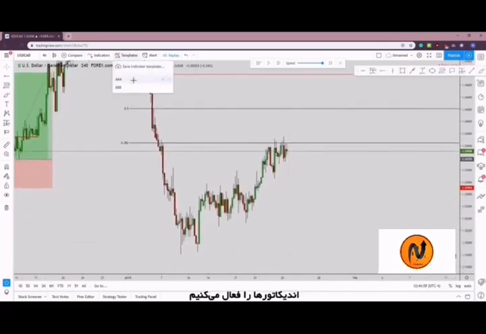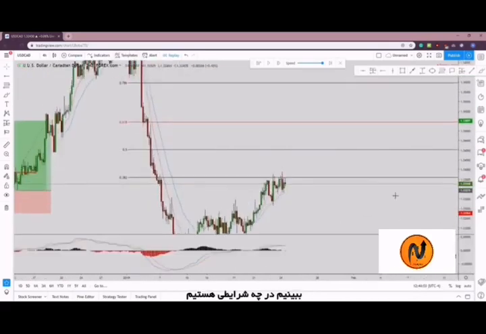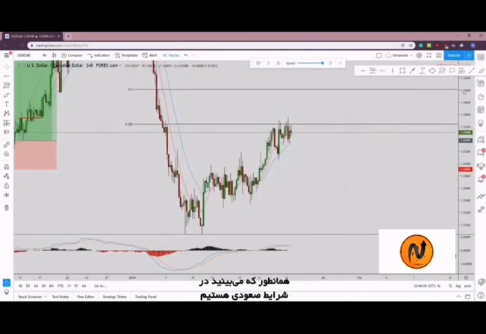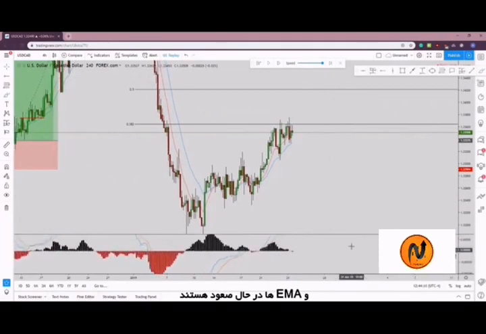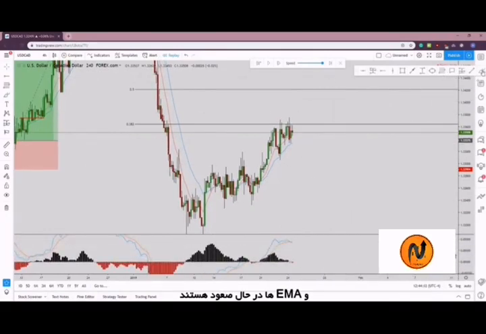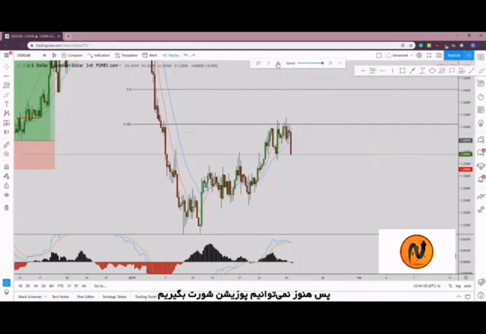Let's bring our indicators and let's see in what kind of environment we are in. As you can see, we are in a bullish environment. MACD is above the 0 and EMAs are pushing to the upside. 10 is above the 20 and there is distance between them. So we can't take a short yet.